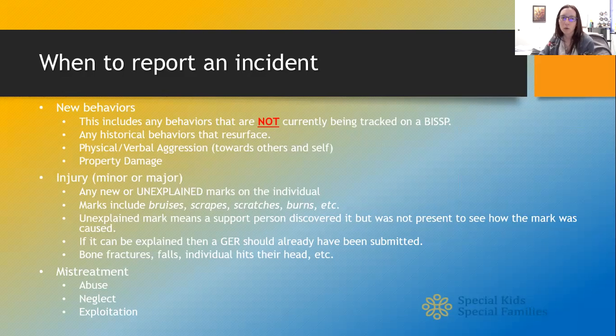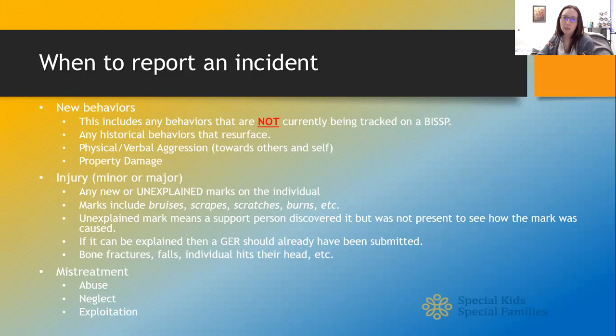This is going to include any new or unexplained marks on the individual. So if they wake up from sleeping one morning and they've got a bruise on their face, we do want to report that. And we don't ever want to assume what it came from. We just want to get it reported. So these marks can include, but are not limited to, bruises, scrapes, scratches, burns, etc.